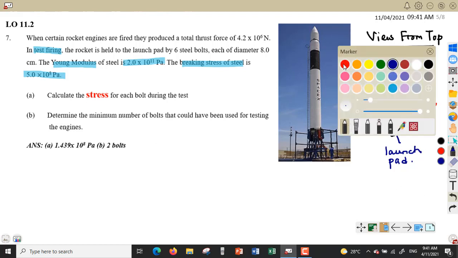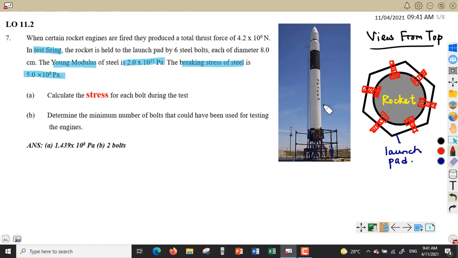So, I try to visualize the problem. We have a rocket. In order to do testing, nak buat pengujian firing sahaja, belum nak firekan roket. So, kita kena ikatkan roket ni. So, kita ikatkan roket ni kepada launch pad menggunakan 6 biji steel bolt. So, view from top saya lukis macam ni. Ini adalah roket kita. So, saya ikatkan roket tu dengan 6 biji skru, 6 steel bolts, okay, to the launch pad. This is the launch pad.